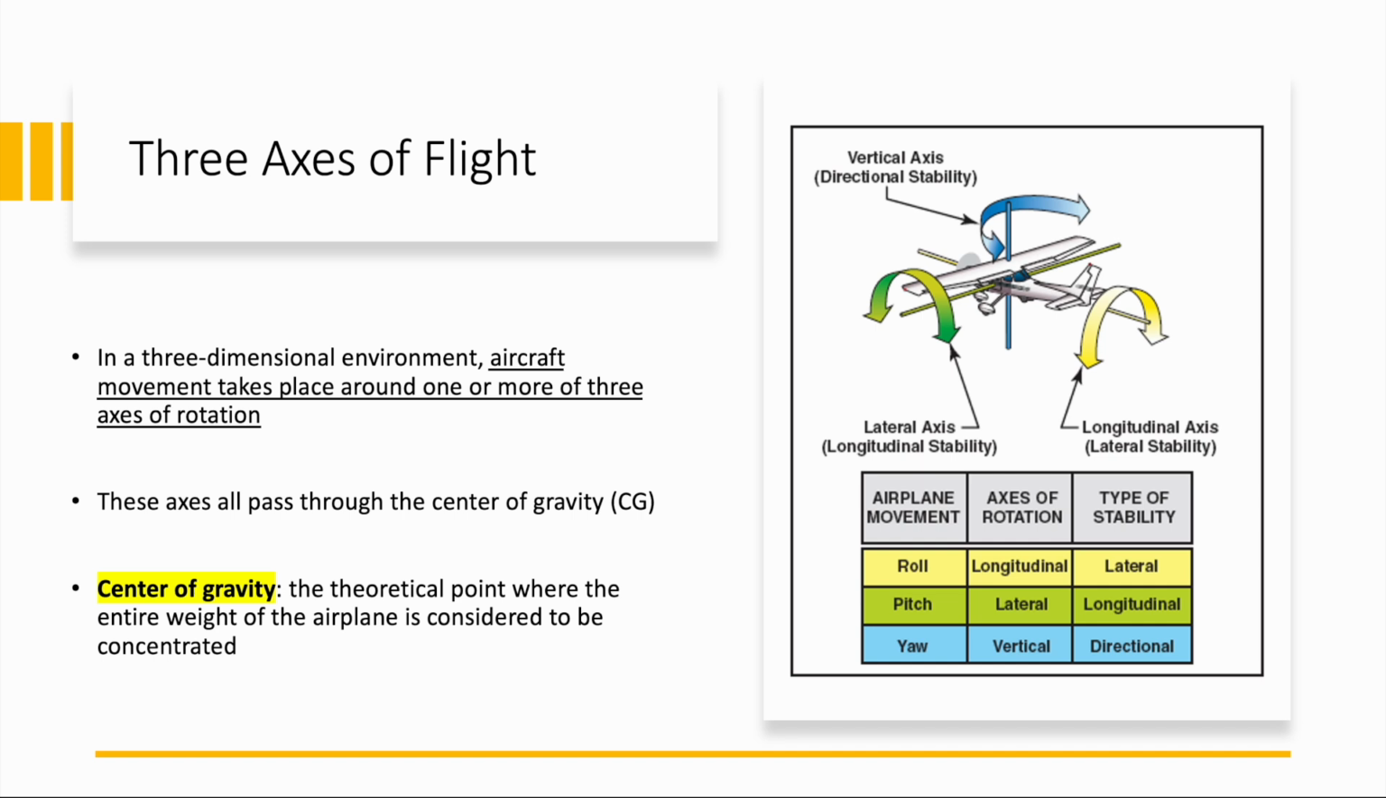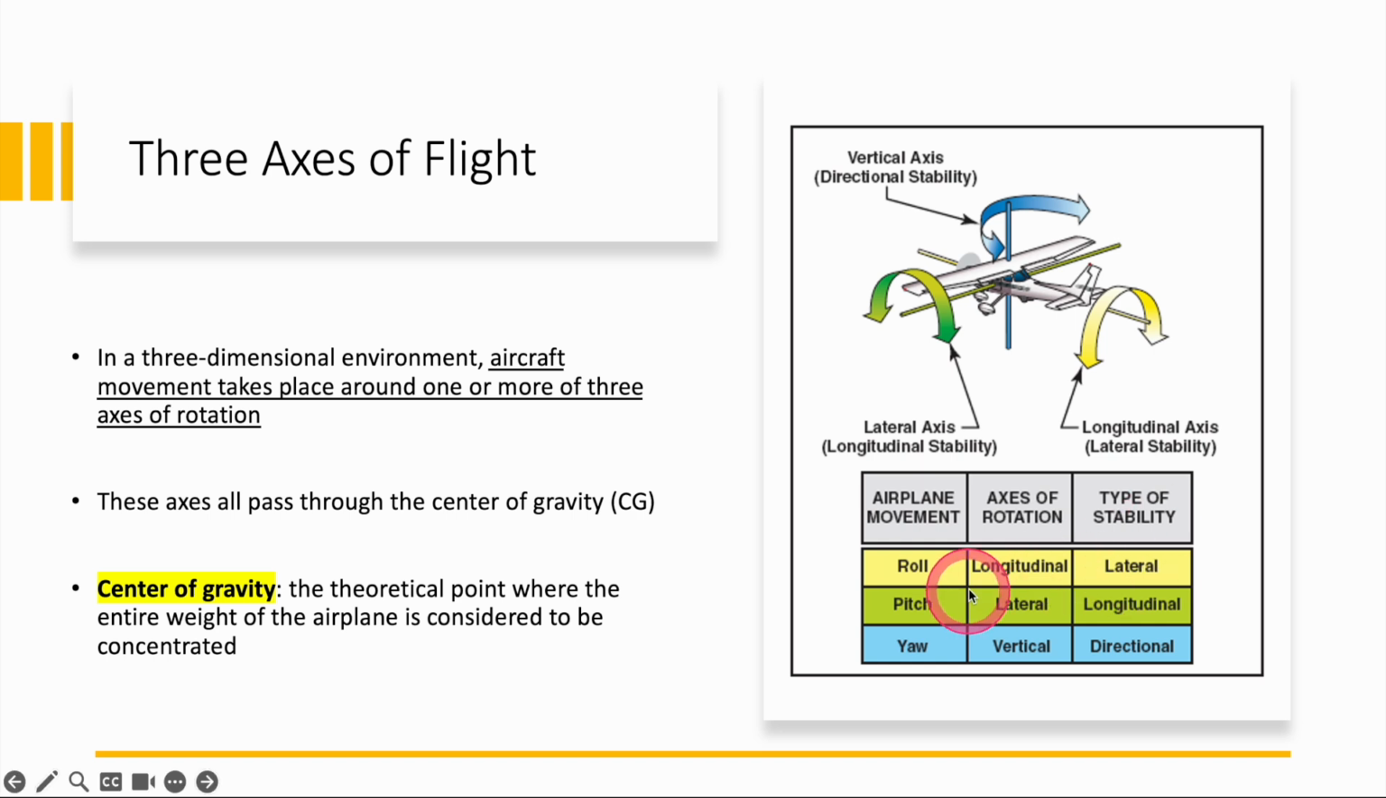Next is the blue line right here. That's vertical axis, and that's controlled with yaw, and that's directional stability. These get a little bit confusing because you have kind of the opposite names comparing the axes and the type of stability it is.